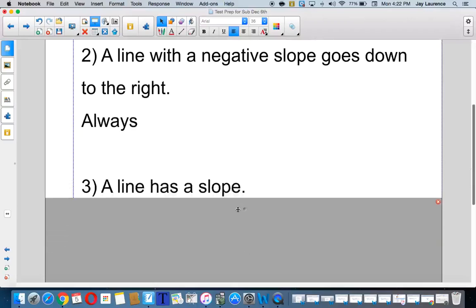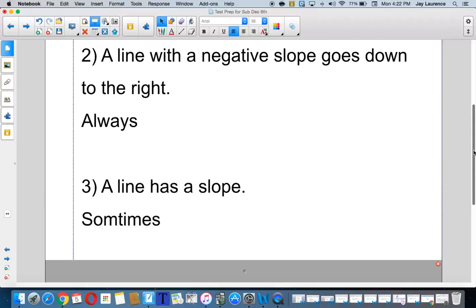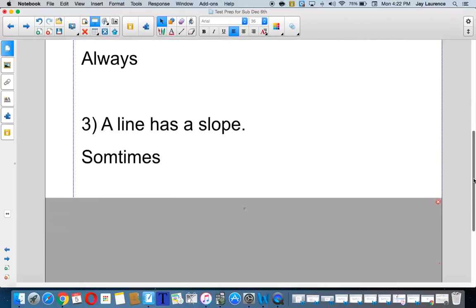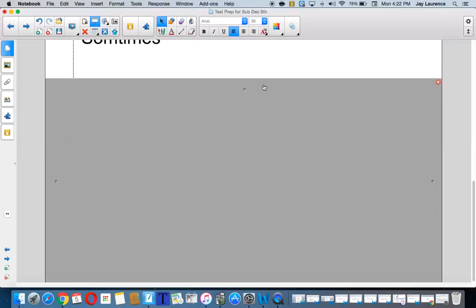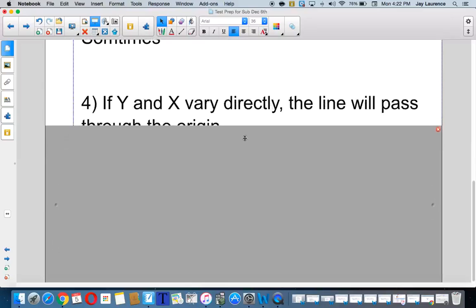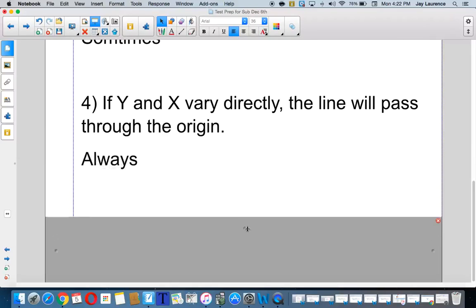Okay. A line has a slope. Ooh, that's a tricky one. Because most lines seem to have slope, except I seem to remember something about a rise number and a run number of zero, in which case it would be undefined or no slope. Yeah, that's only sometimes true. A vertical line does not have slope. So not all lines have slope. Vertical lines do not. So that's sometimes true. Okay, how are we doing here? And if x and y vary directly, the line will pass through the origin. Chavi knows that's always true.